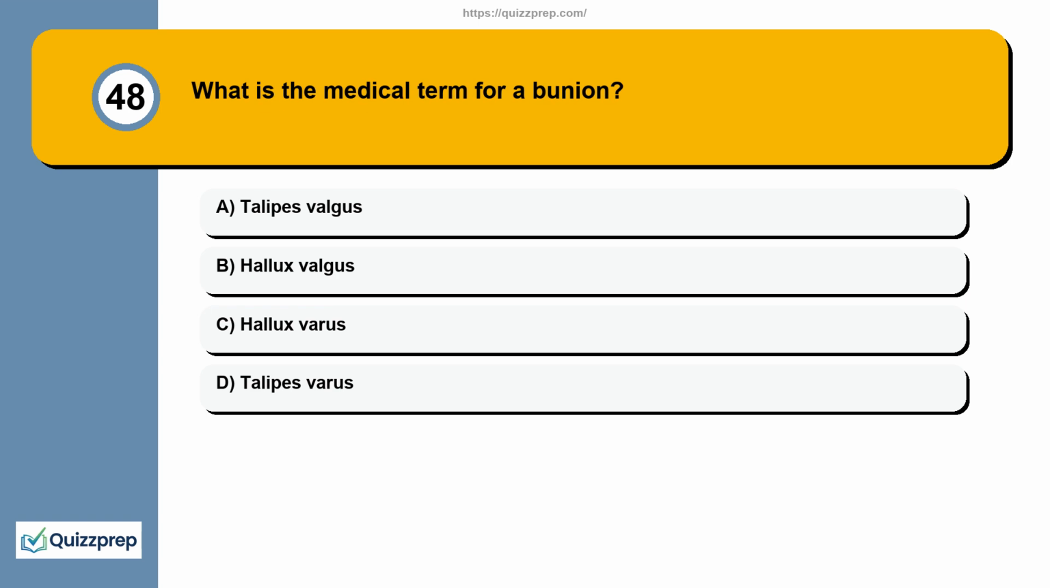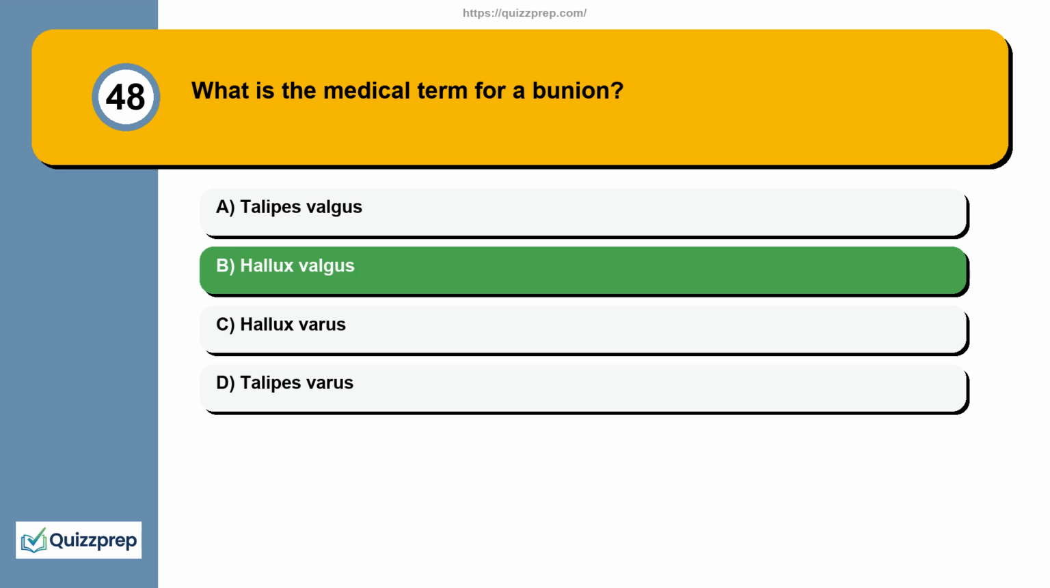Question 48. What is the medical term for a bunion? Option A, talipes valgus. Option B, hallux valgus. Option C, hallux varus. Option D, talipes varus. The correct answer is option B, hallux valgus.